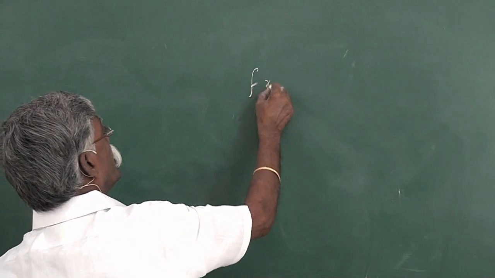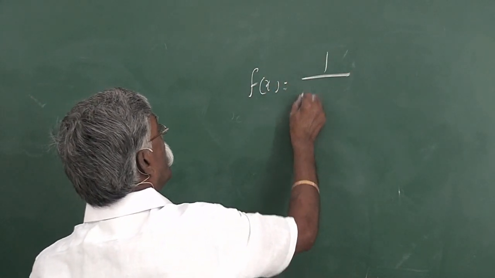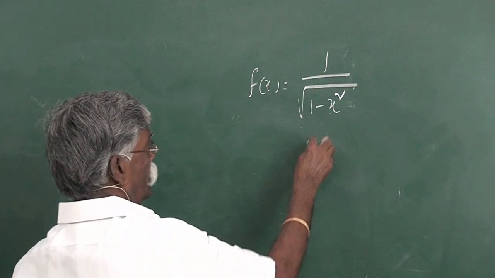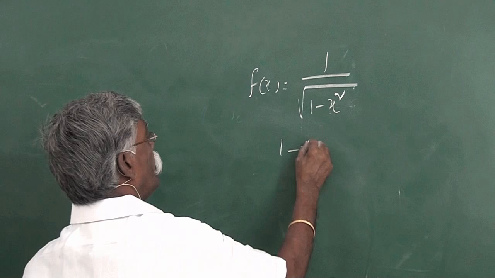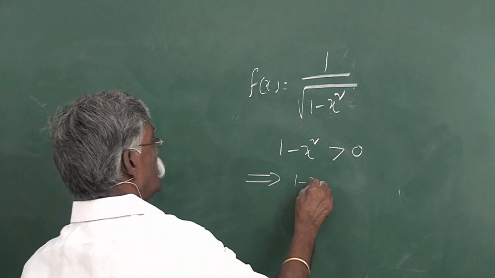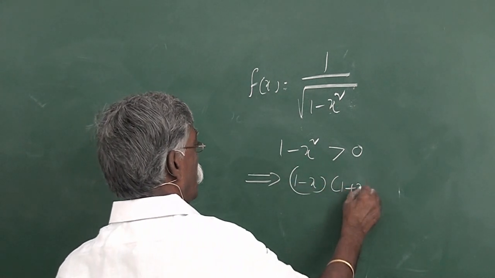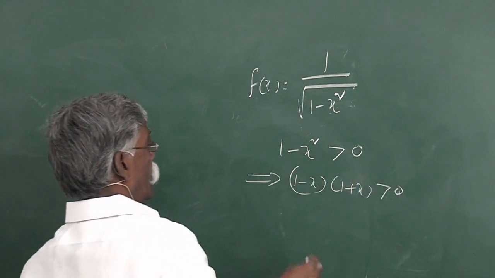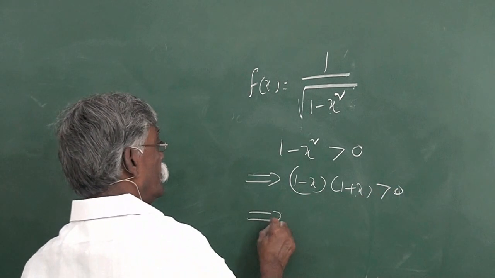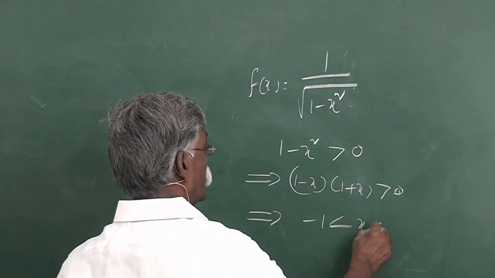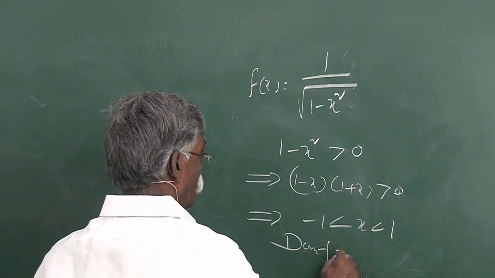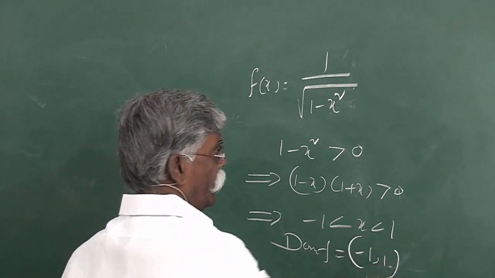Now f of x is equal to 1 by square root of 1 minus x square. 1 minus x square greater than 0. This implies 1 minus x into 1 plus x greater than 0. Coefficient of x square is negative, expression is positive. This implies minus 1 is less than x is less than 1. Therefore, domain f is equal to (minus 1, 1).